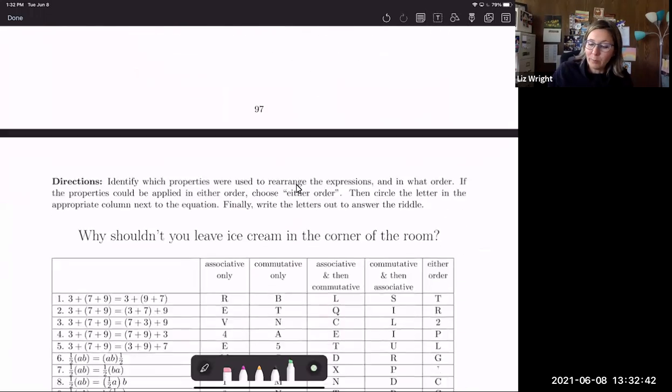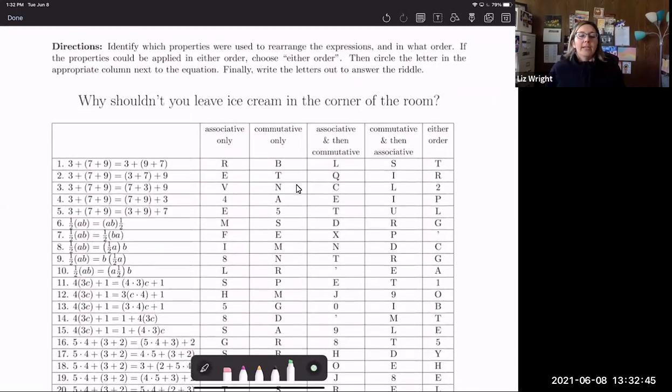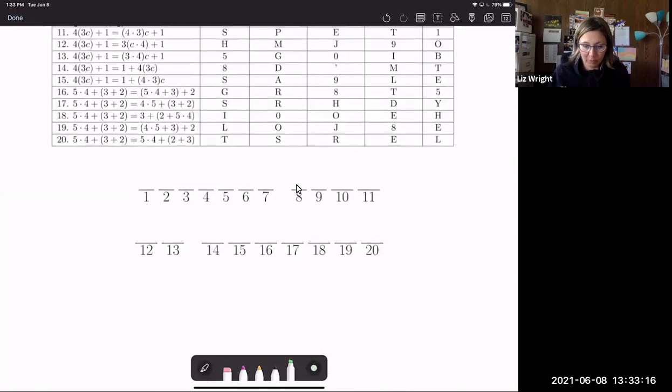And then we're going to look at the next page, which is a little bit trickier. It says, identify which properties were used to rearrange the expressions and in what order. If the properties could be applied in either order, choose either order. Then circle the letter in the appropriate column next to the equation. Finally, write the letters out to answer the riddle. So this riddle is, why shouldn't you leave ice cream in the corner of the room? It's another good one. So if it doesn't make sense down below, or if it looks like you misspelled something, go back and check, because that means you made a mistake.